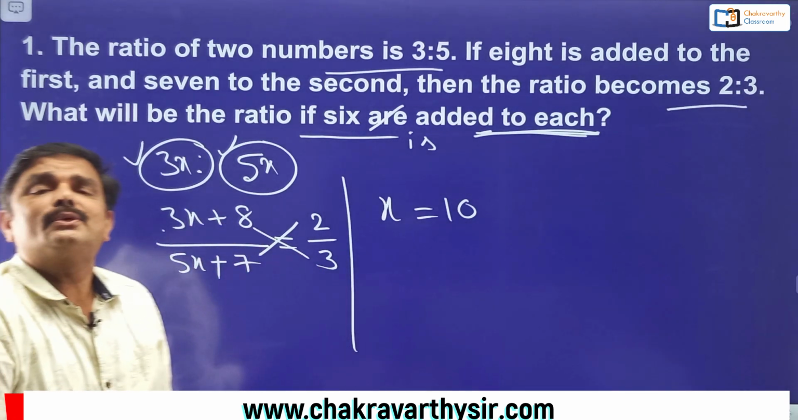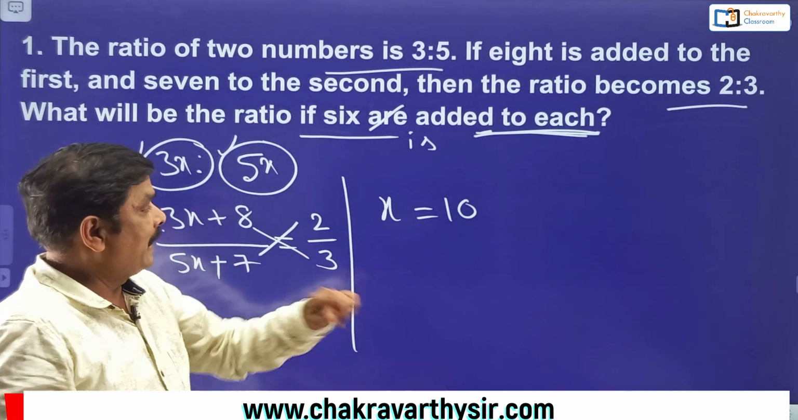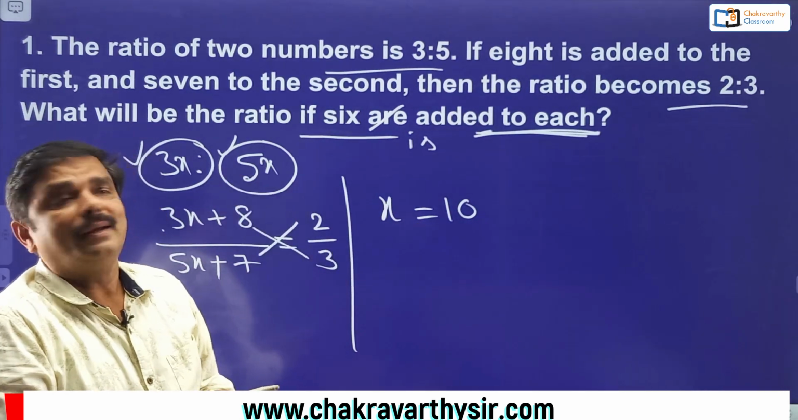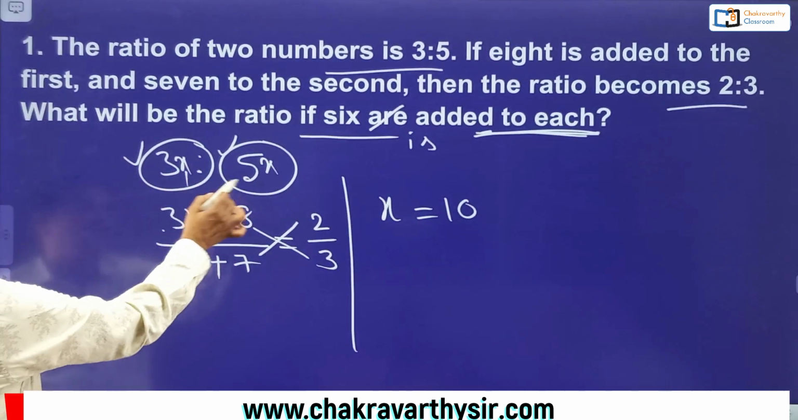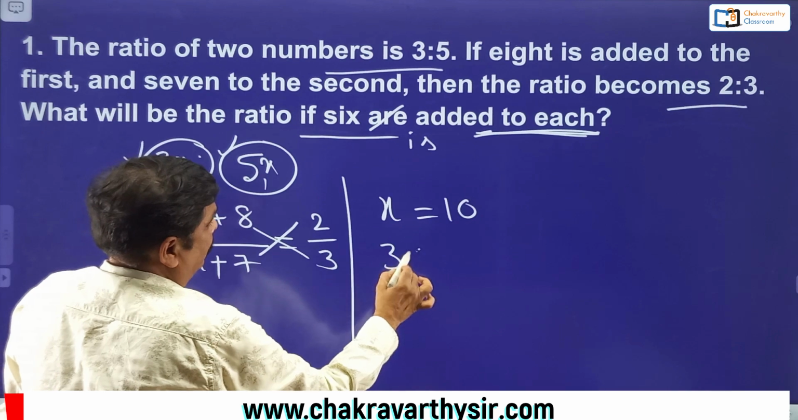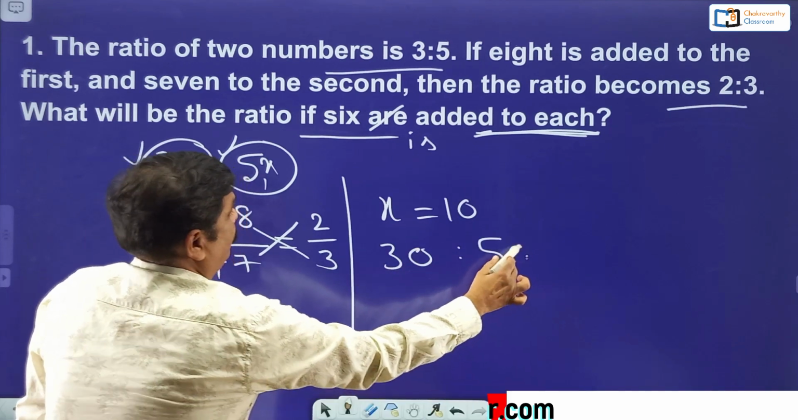3 into 8, 24. The difference is 10. That means x is equal to 10. Now substitute the value 10 here, here. Then one number becomes 30 and the other number becomes 50.